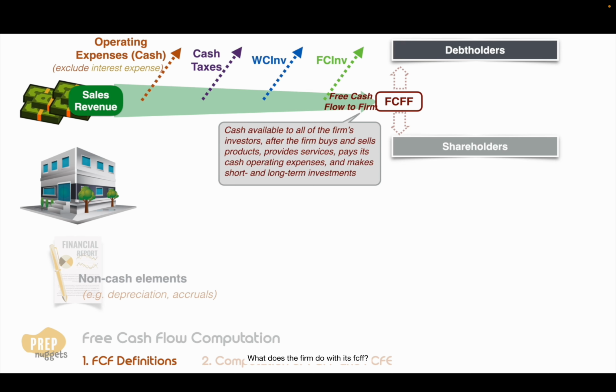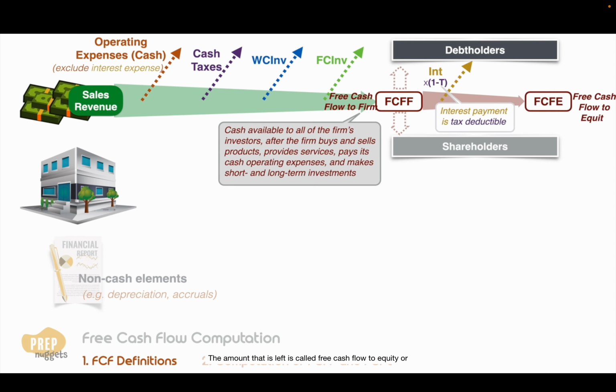What does the firm do with its FCFF? First, it pays the bondholders their rightful interest as these are obligations. The net cash that leaves the company for interest payment is reduced by the marginal tax rate, as interest payments in many jurisdictions are tax deductible. The amount that is left is called free cash flow to equity, or FCFE.